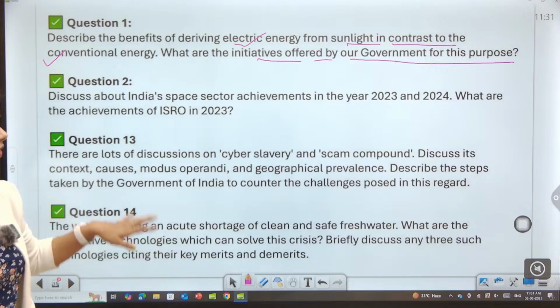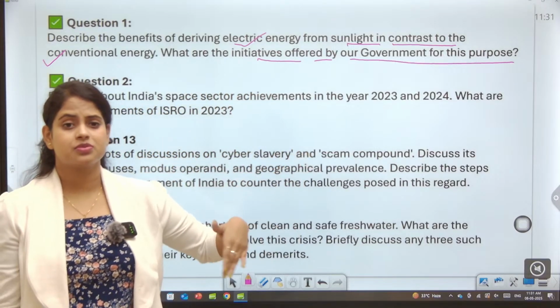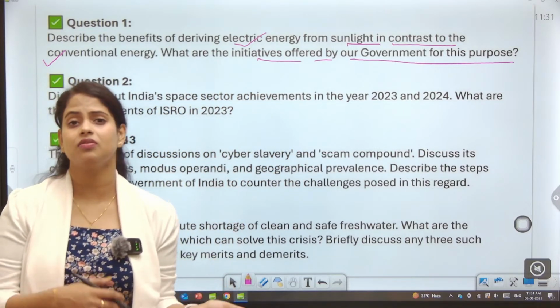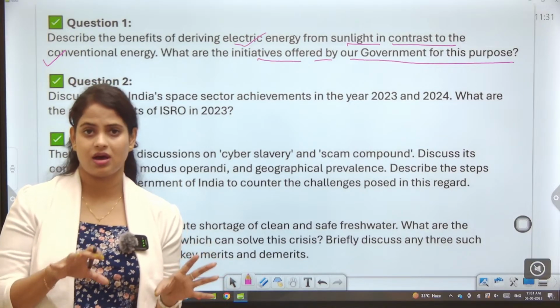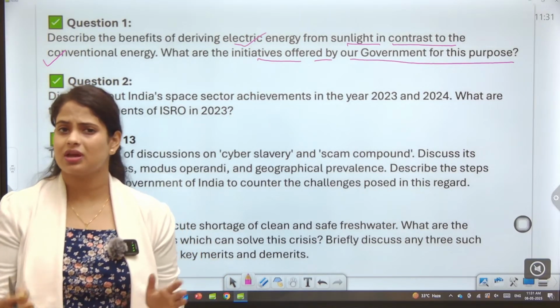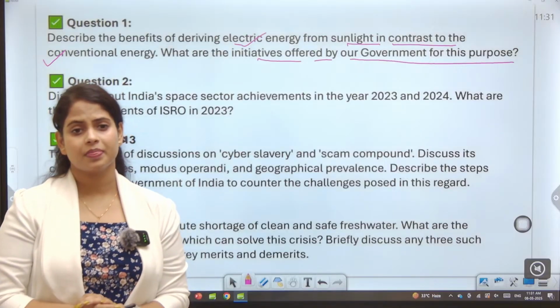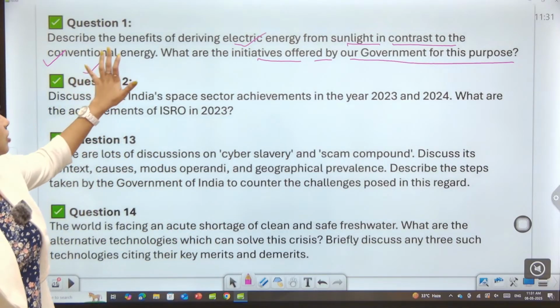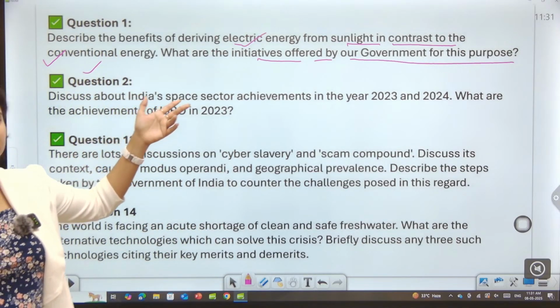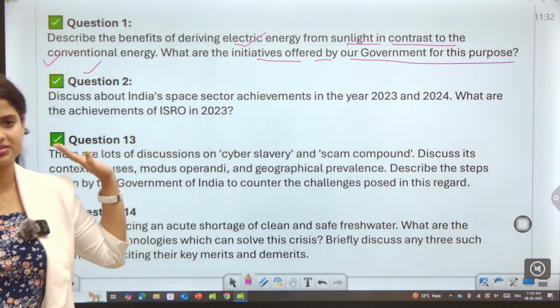And the government initiatives, like Rajasthan has the first solar village. So you can mention that over there also. So you can add that as question number 1. Already this question has been asked in the exam.